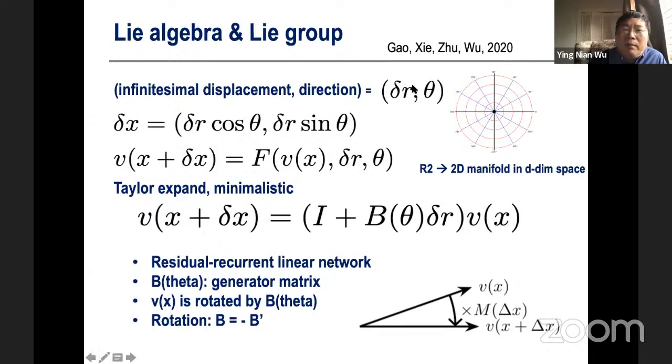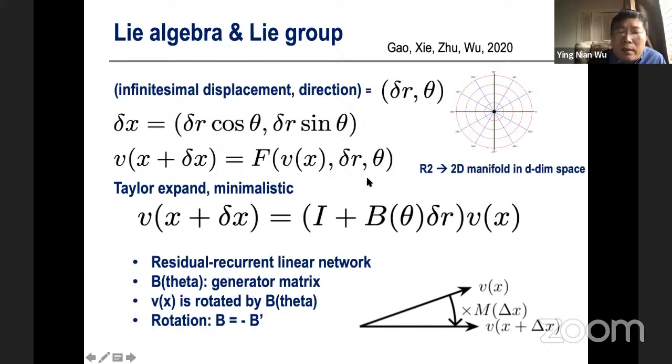So suppose we make a very small displacement, delta R. We use this small delta R and theta to represent this infinitesimal displacement. And then there's one question about where we get this model. So let's assume that this V of X plus delta X, the vector representation of the next position, is a function of the current vector and the delta R and theta.